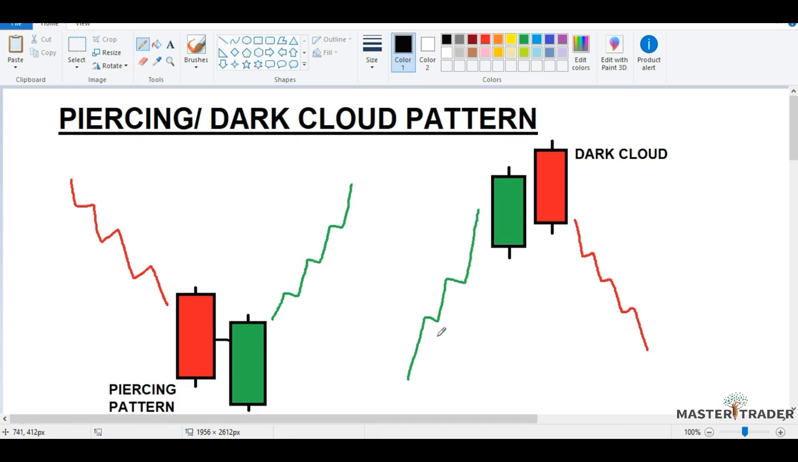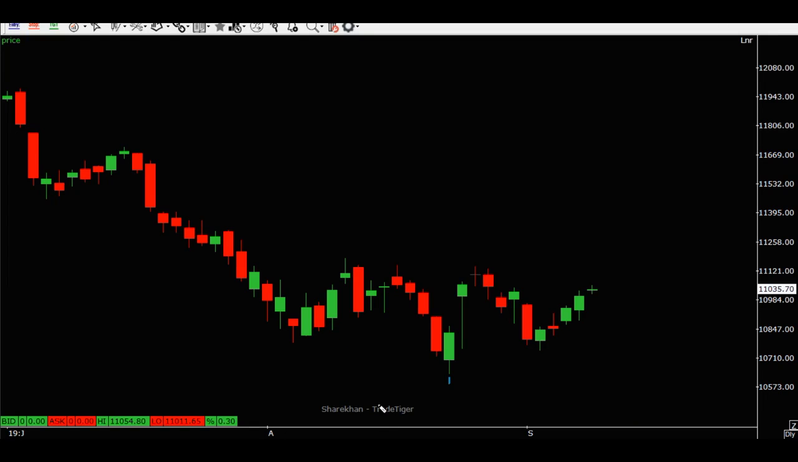And on the contrary, we have the dark cloud pattern, which is in an uptrend. When price is going up, you see a red candle that gaps up above yesterday's closing price. This is the opening price, and it closes below 50%. This is half of the previous day's candle. It closes 50% below yesterday's candle, so you can see it has closed below the 50% mark of yesterday's candle. This is known as a dark cloud pattern. Again, a very strong reversal signal. Okay, so let's go to the charts and see some examples.